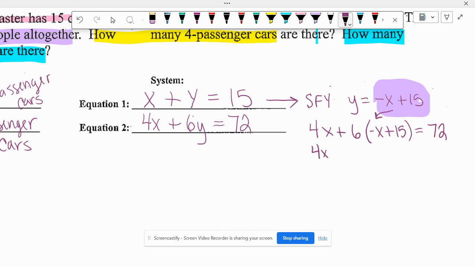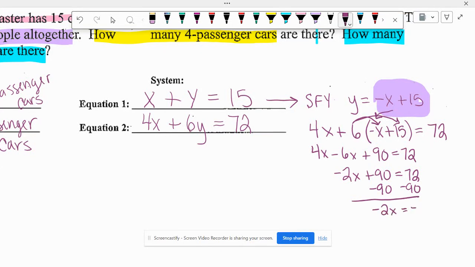All right, so I have to do some distributing, it looks like. 6 times negative x, that's negative 6x. 6 times 15, that's 90, equals 72. 4 minus 6, well, that's negative 2. So I have negative 2x plus 90 equals 72. I'm going to subtract 90 from both sides. Negative 2x equals negative 18. When I divide both sides by 2, I find out that x equals 9. That means I have 9 4-passenger cars.